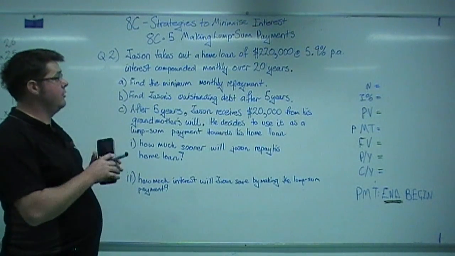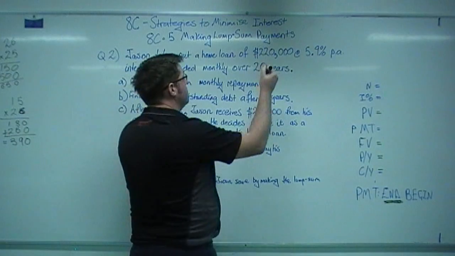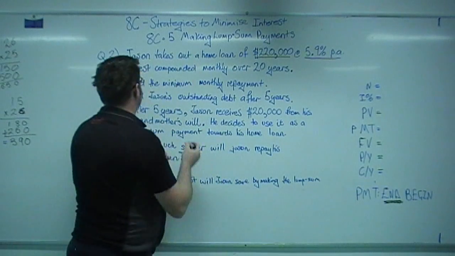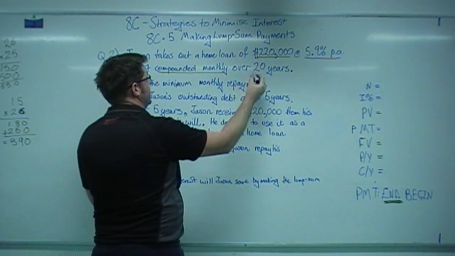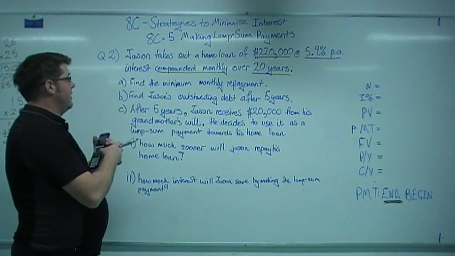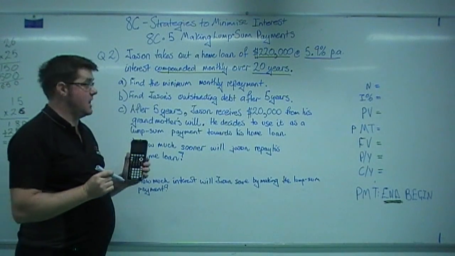Jason takes out a home loan of $220,000 at 5.9% per annum, interest compounded monthly over 20 years. So we're asked to find the minimum monthly repayment to start with.